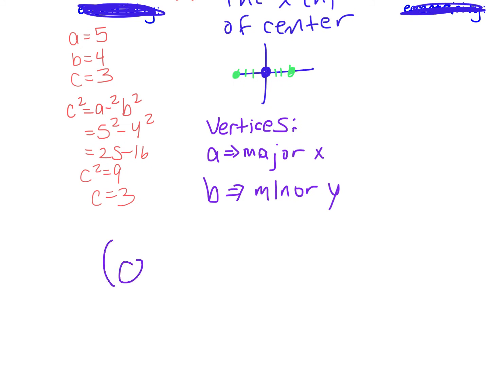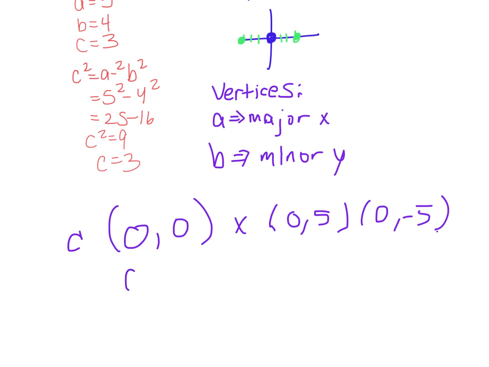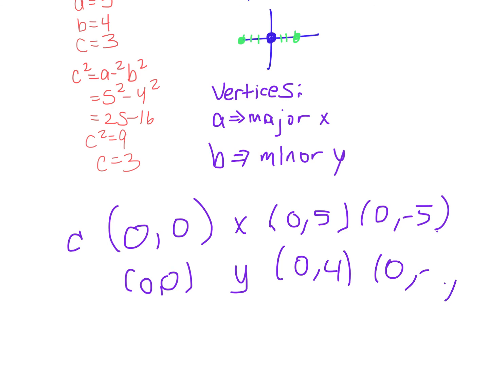So we'll take our center, which is at 0, 0, right? Here's my center. And I'm going to find my x vertices, I'm going to add the a value, and I'm going to subtract the a value. So my vertices for my ellipse would be at 0, +5, and at 0, -5. Those would be my vertices for the x-axis. For the y-axis, I'm going to take my center of 0, 0, and I'm going to add and subtract the b value. So my vertices would be at 0, 4, and at 0, -4.